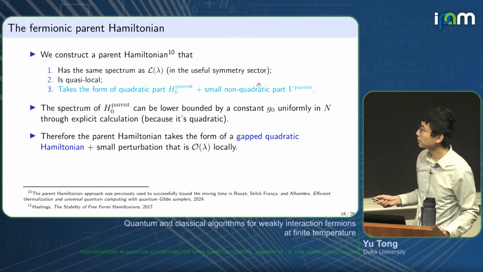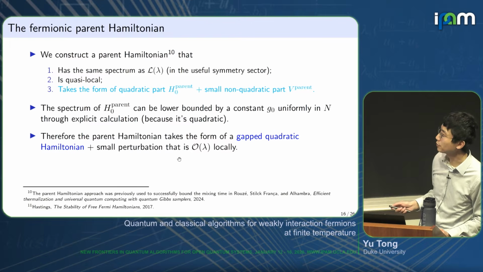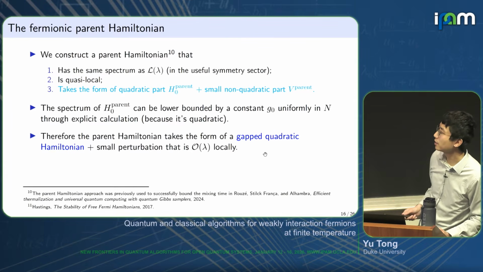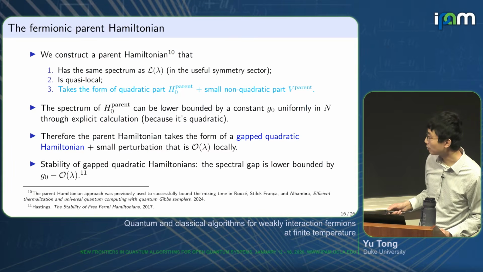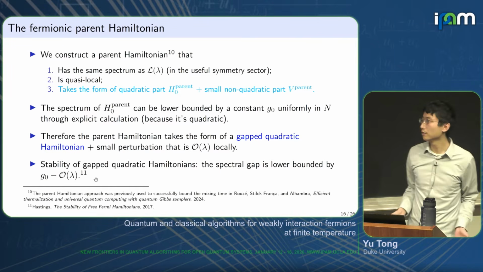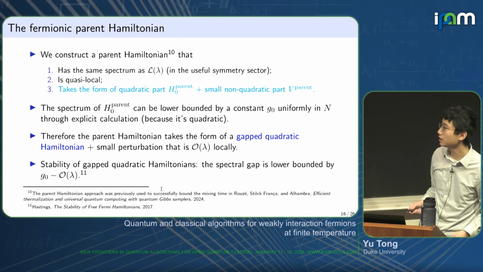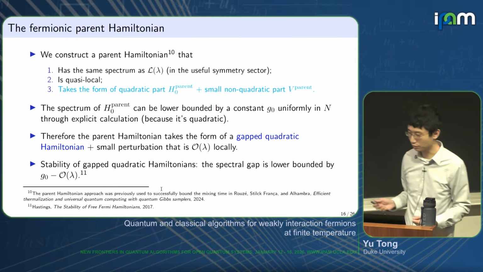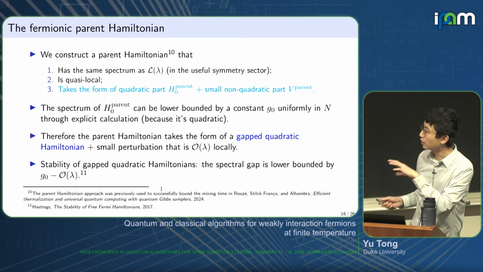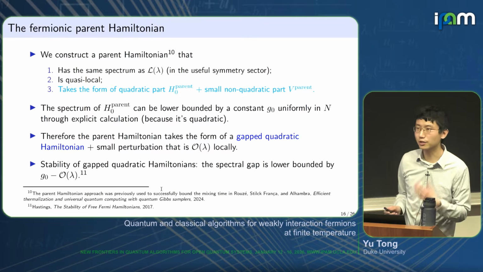So this tells us this is a gapped quadratic Hamiltonian, and then there is a stability result by Matt Hastings that tells you if you add local perturbations to it, the gap is only going to shrink by an amount that is linear in lambda. This coefficient does not depend on the system size. So when your lambda is on the order of G0 over C, where C is a constant independent of system size, you are guaranteed that the gap is bounded from below by a constant that does not depend on the system size. So that's the rough idea.